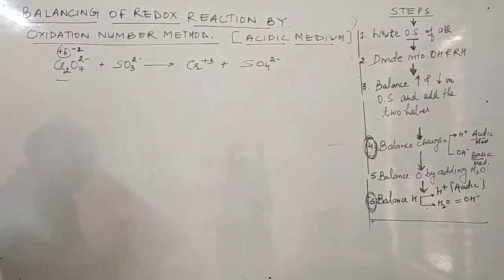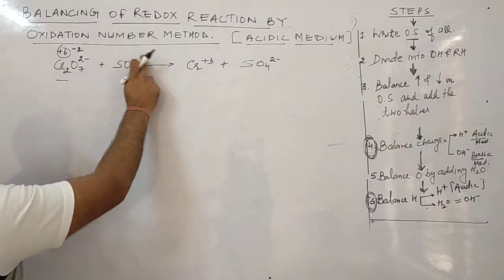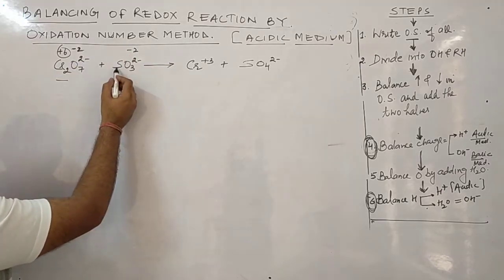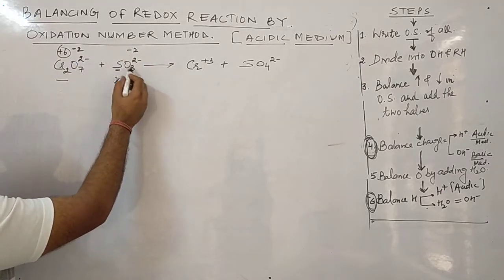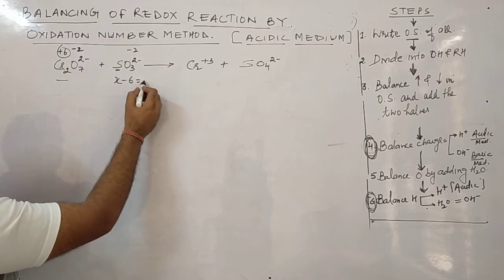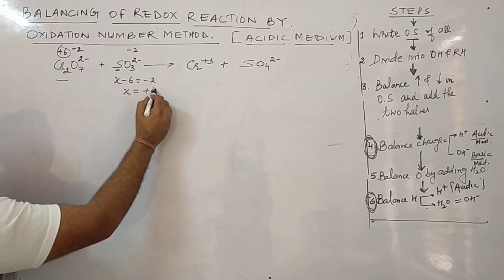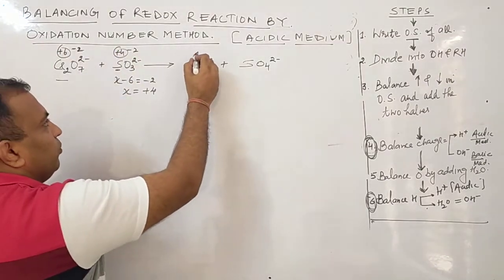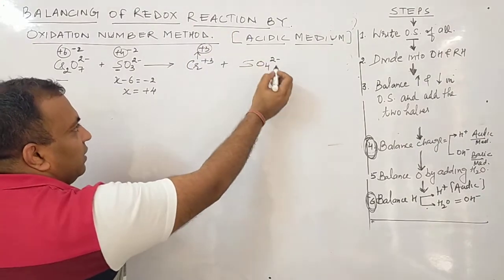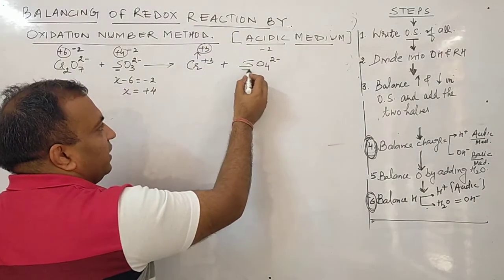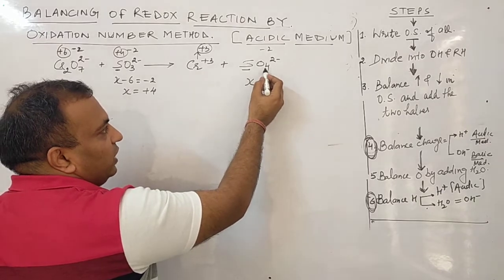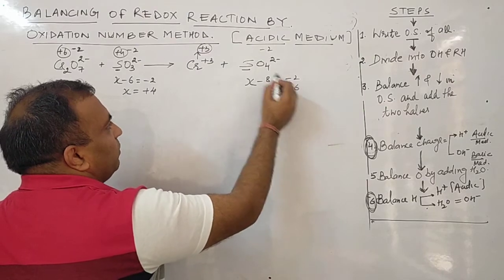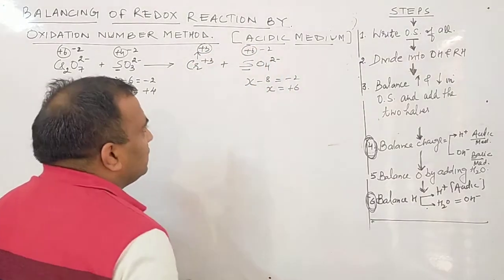Next, SO3 2 negative. The state of oxygen is -2. Sulfur x, oxygen -2 into 3 -6 equal to -2. So x comes out to be +4. The state of sulfur is +4. Here the state of chromium is +3 and here oxygen is -2. Sulfur, calculate x. Oxygen 4 into -2 -8 equal to -2, comes out to be +6. The state of sulfur is +6.